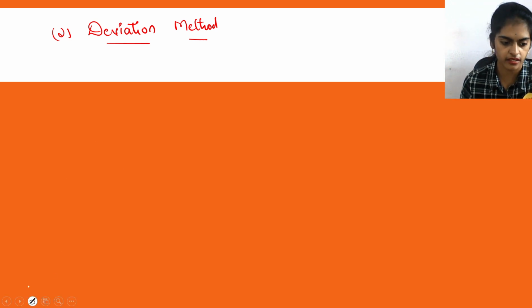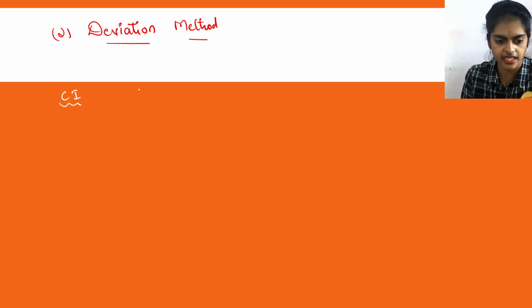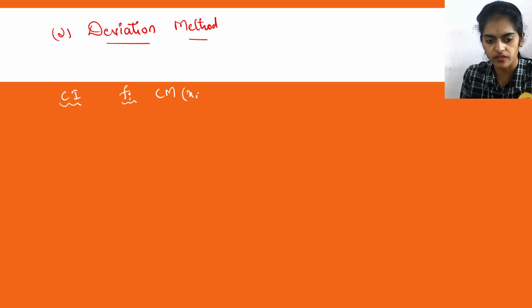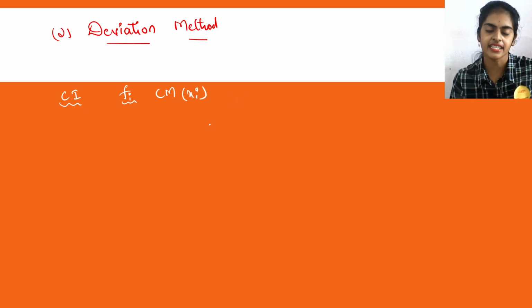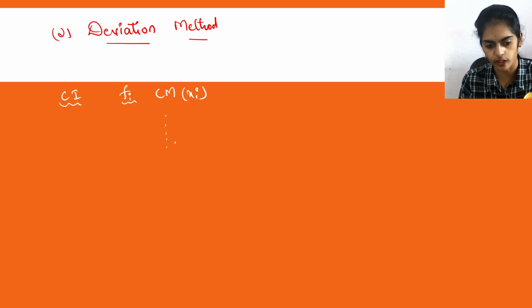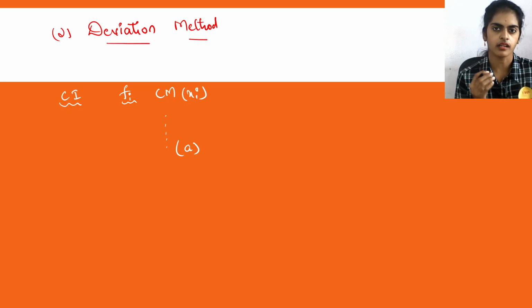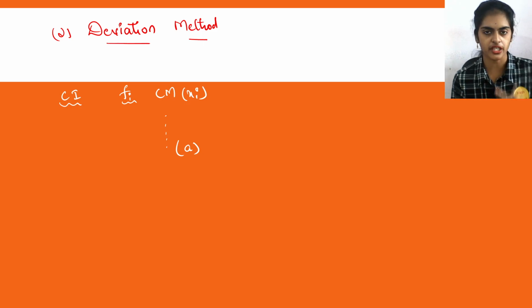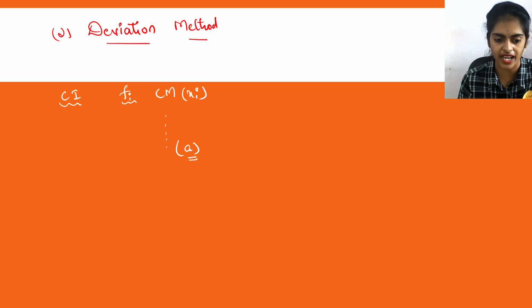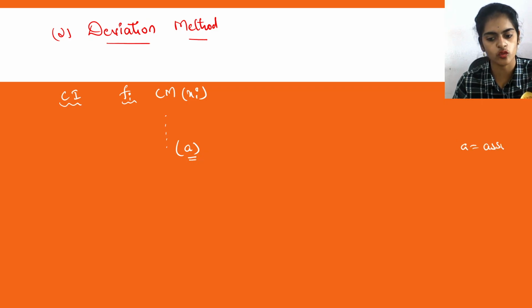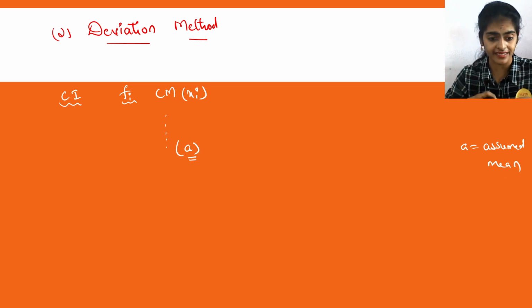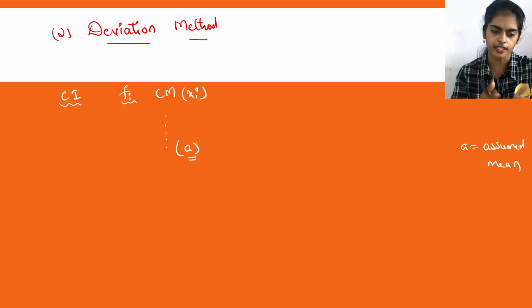Now in deviation method, what we do is we take an assumed mean. Here also class interval is given to you and frequency is given to you, denoted by fi. Class mark you find out, which is xi, and after finding the class mark, out of the class mark values you choose one value. Usually it is the middle value which we choose out of the given values, and you choose this value as a, the assumed mean. You don't know what the original mean is, you are just assuming that this might be the mean.